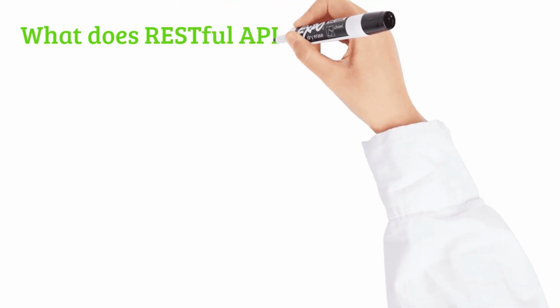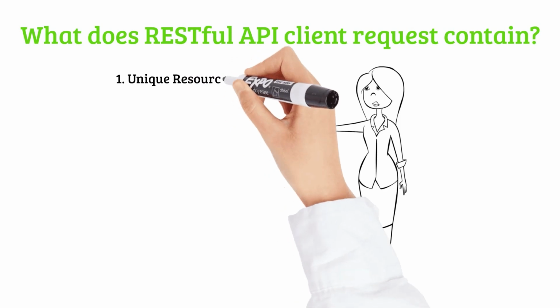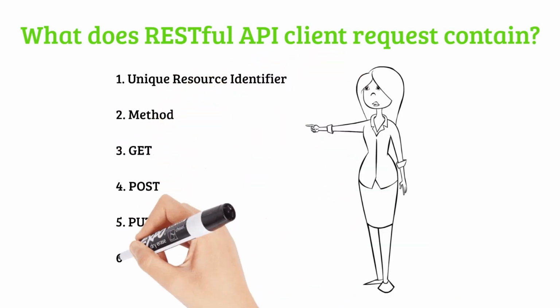What does RESTful API client contain? Unique resource identifier, method, get, post, put, and delete.